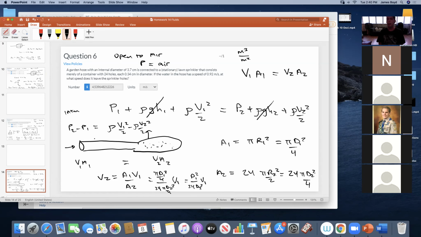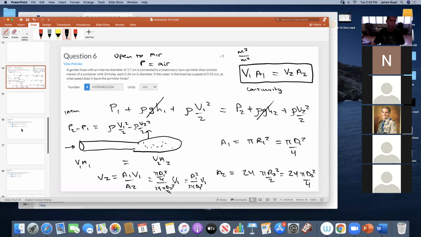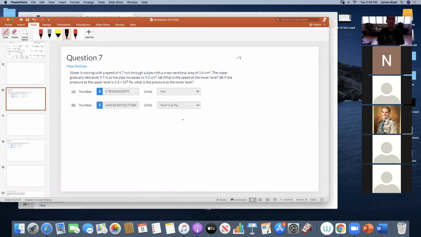which is a very weird idea. But anyway, to answer this question, you only needed to use this, and this is called the continuity equation, and the trick here was to find the total cross-sectional area when you have 24 holes instead of one hose. So I hope that makes sense. All right, now we get to Bernoulli's equation and the continuity equation being used together.